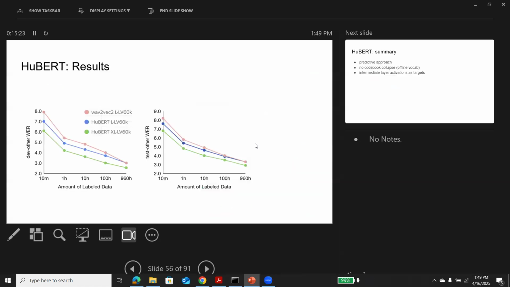And yeah, you can see that even for a small amount of training data, 10 minutes or 1 hour, this approach outperforms the previous one.